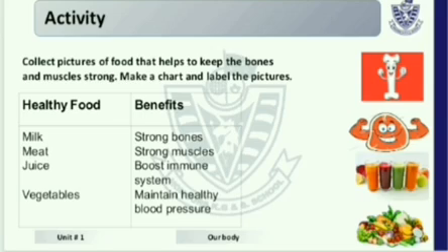Drinking milk can keep your bones strong and safe from fracture. Meat. Meat is naturally rich in multiple vitamins. It can keep our muscles strong.